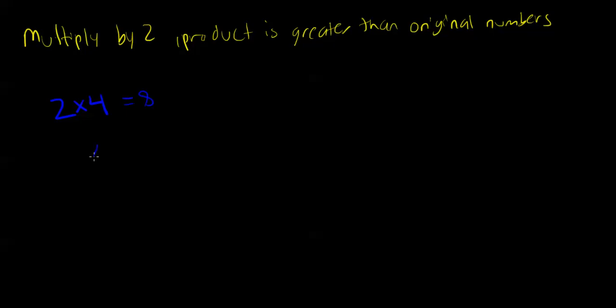But let's say we did 2 times negative 4. We would get negative 8. And negative 8 is actually less than the original number, so this is a counterexample to the conjecture.